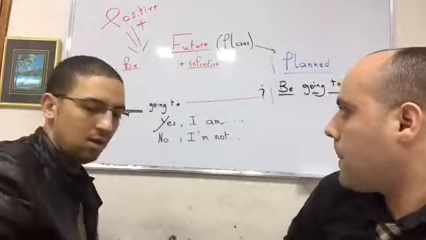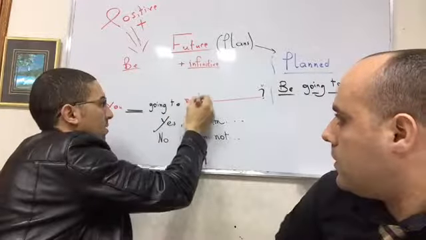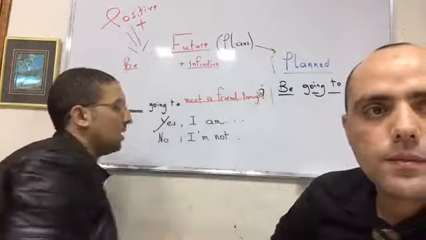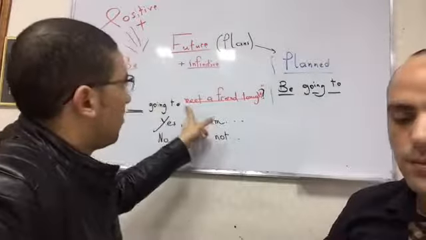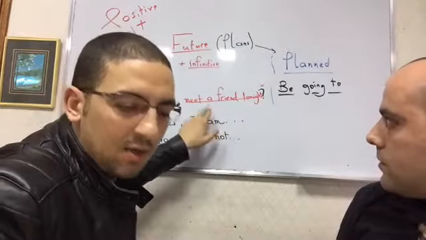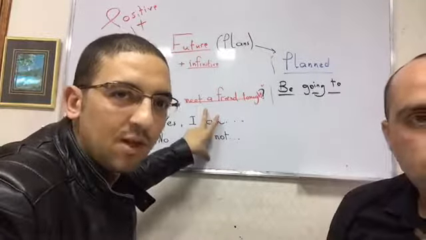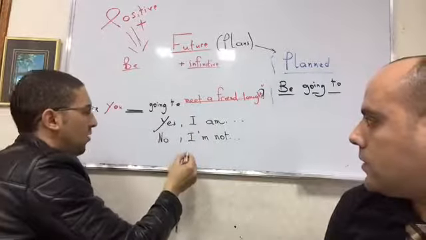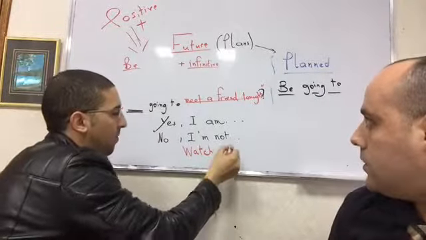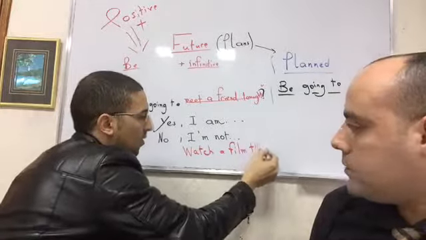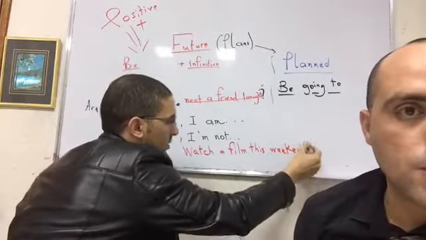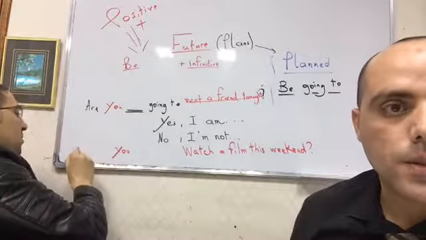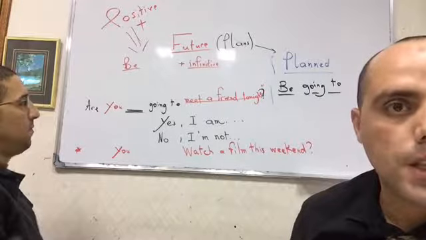So here, are you going to meet a friend tonight? Very good. Now we're going to write incomplete sentences like these, and we'd like you to ask questions. For example, watch a film this weekend. Ask a yes/no question like this. We need you to practice with us, forming a yes or no question with be going to.